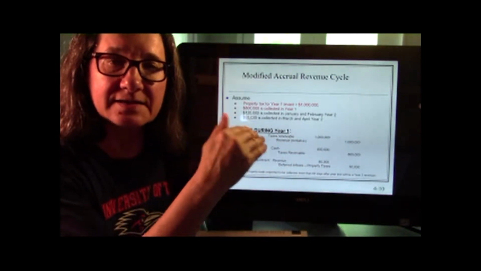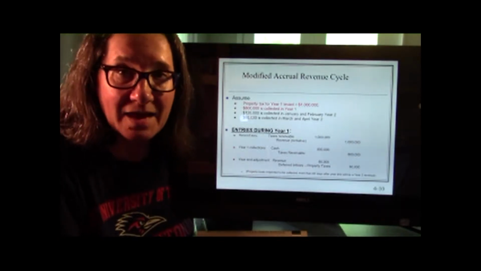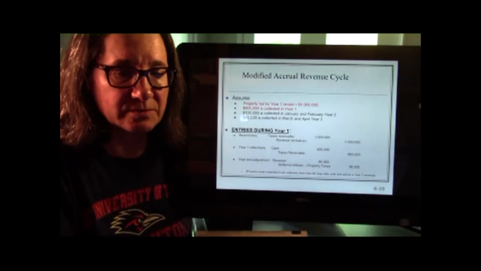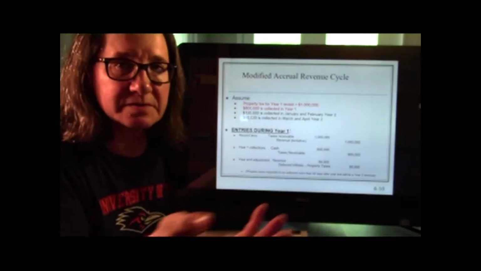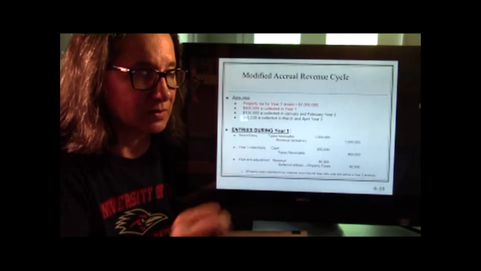So debit receivables, right? Taxes receivable, that's an asset. Receivables are assets, so they increase with a debit, and revenue is revenue. Revenue always increases with a credit. So there you go, taxes receivable and revenue.